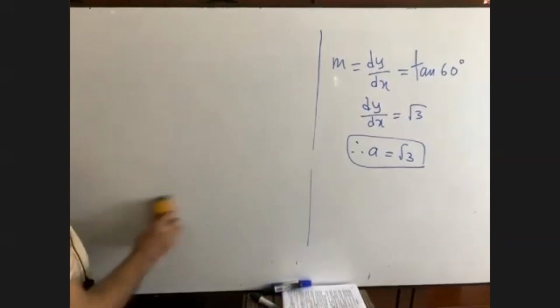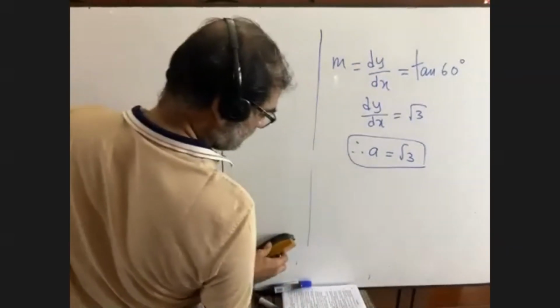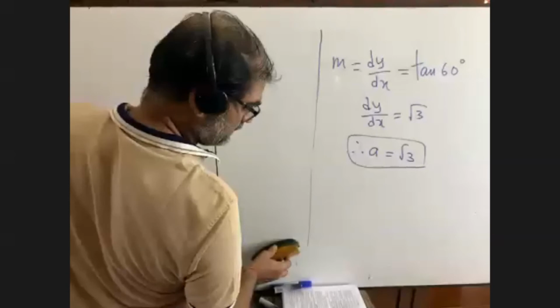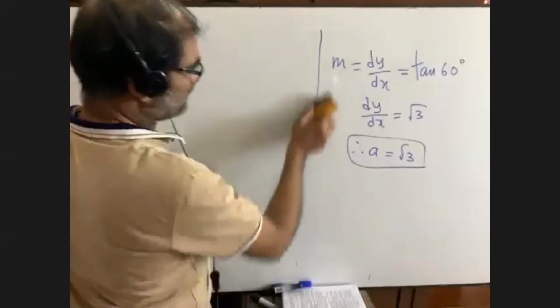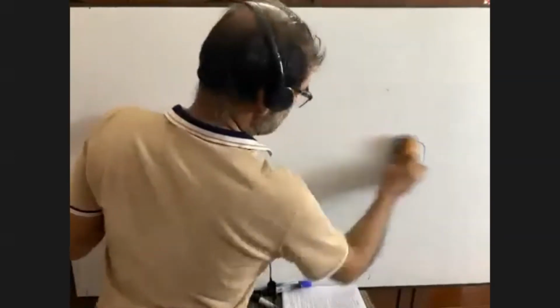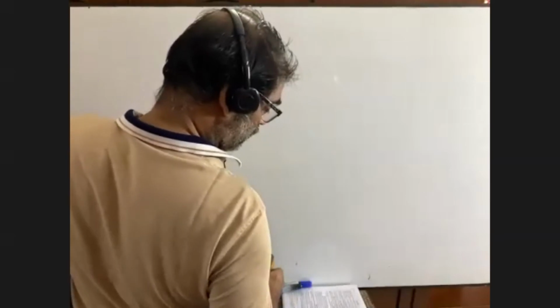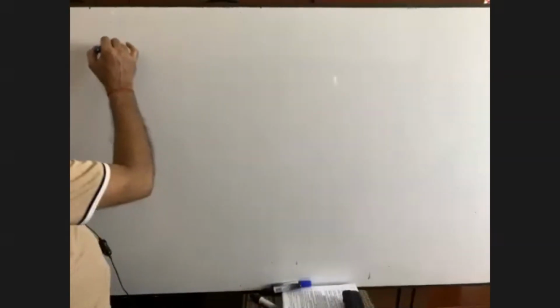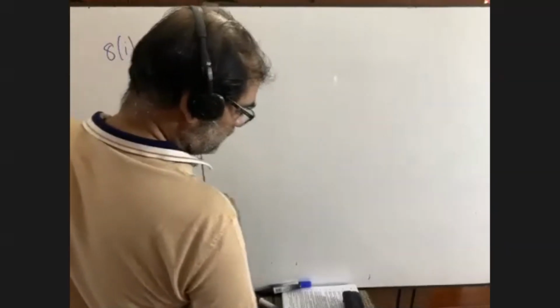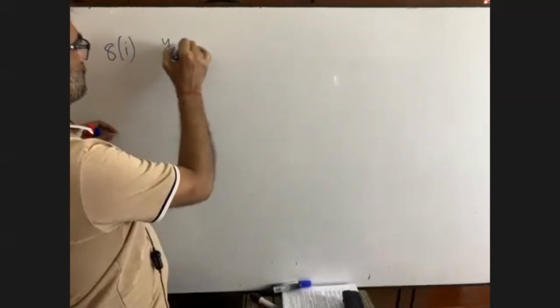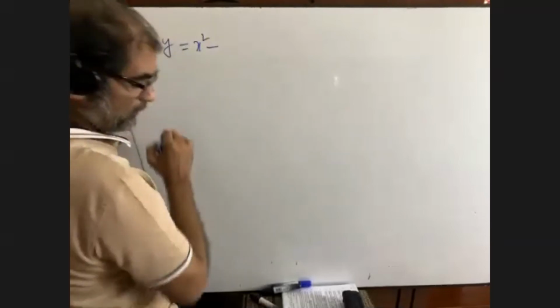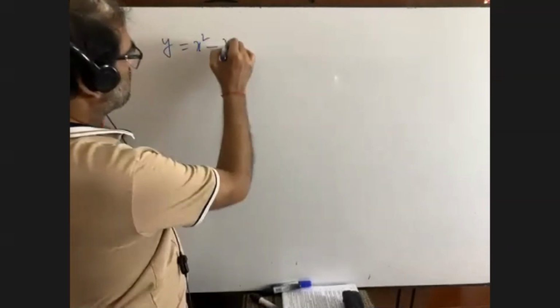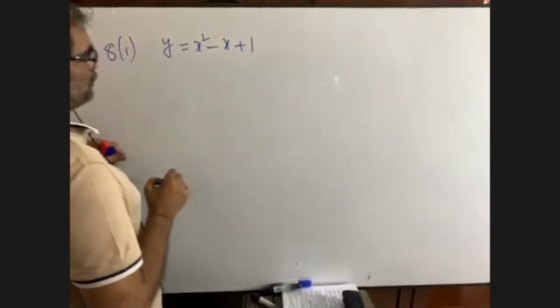Now, in questions number 8 and 9, we have the same question. There are too many questions, but all of them are the same. So I am going to show you only two maths of the same type. 8.1. Y is equal to x square minus x plus 1. You find dy by dx.